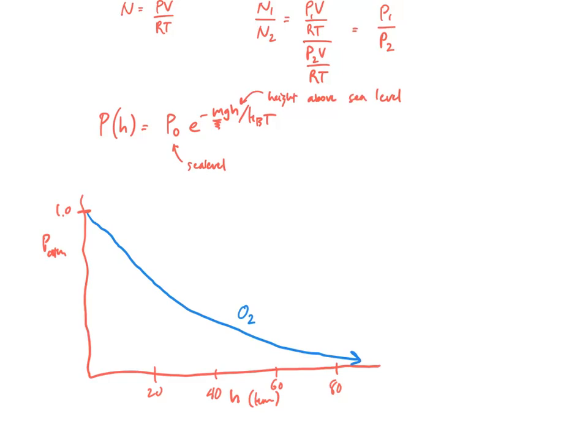But if I, say, had an atmosphere of H2, then the low mass of H2 is going to change the shape of the distribution, and it's going to go down much more gradually because of its lower mass. And so for this reason, you're going to have different proportions in the mixture of air depending on what altitude you're at. So that's an interesting result of the Boltzmann distribution law.